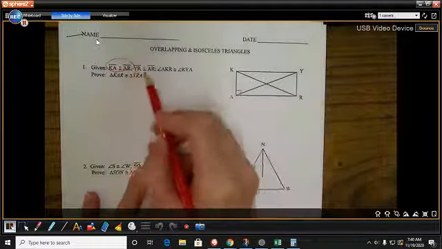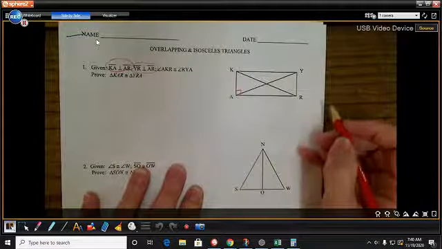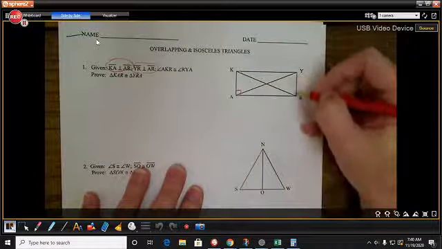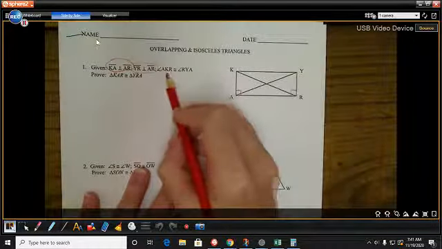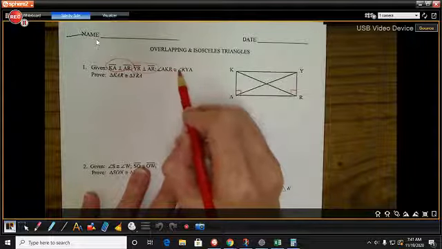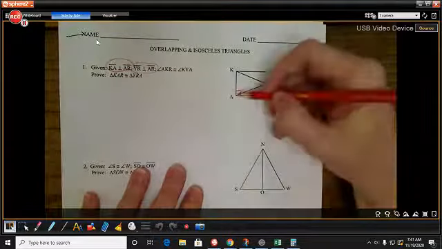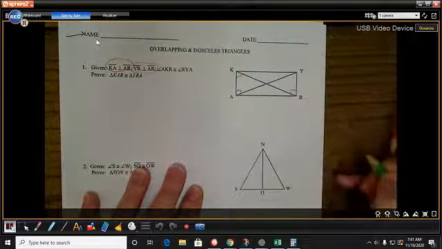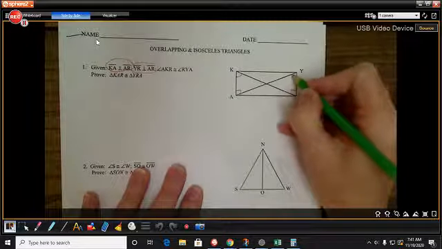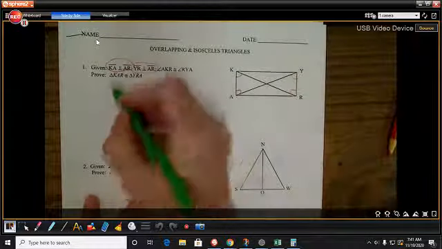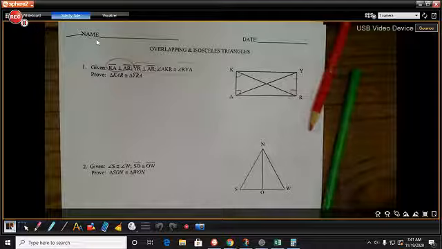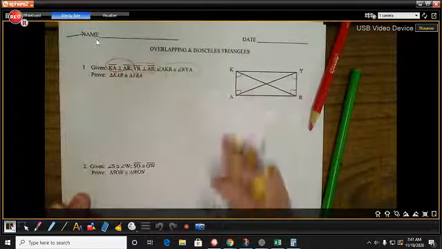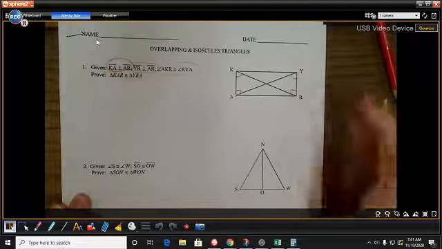I also know that segment YR is perpendicular to segment AR. Here's YR and here's AR, and I know they're perpendicular. And I know that angle AKR is congruent to angle RYA. So AKR is going to be this angle up here, and RYA is going to be this one up here. The thing I'm trying to prove is that triangle KAR is congruent to triangle YRA.